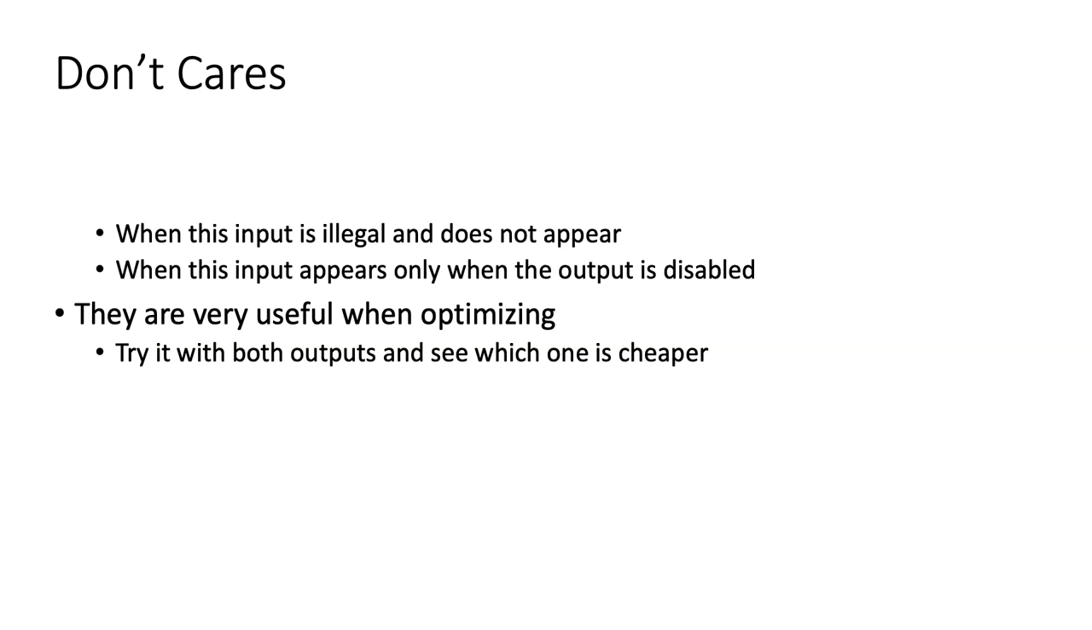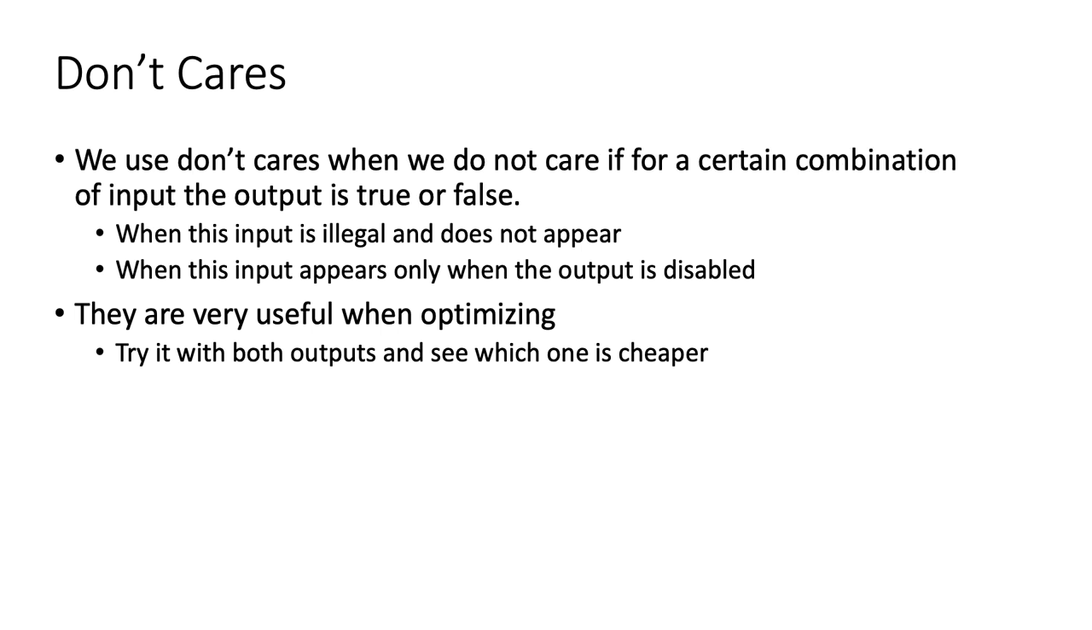Just like that for don't care, we started to talk about it in chapter 4. So don't care, as you can infer from the name, means we don't care about the output of that. So when this input is illegal and does not appear, or the input appears only when the output is disabled, we don't care about it. And they're only useful when we are optimizing, right? To understand which way is going to get to a cheaper one.